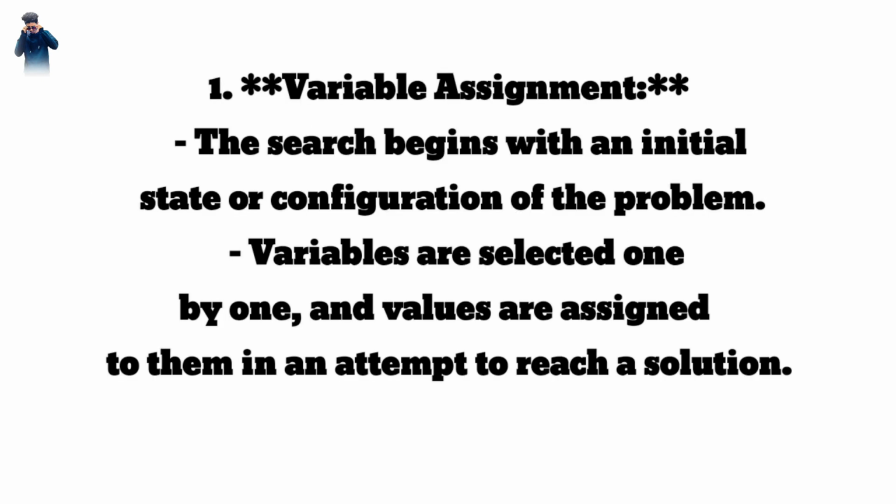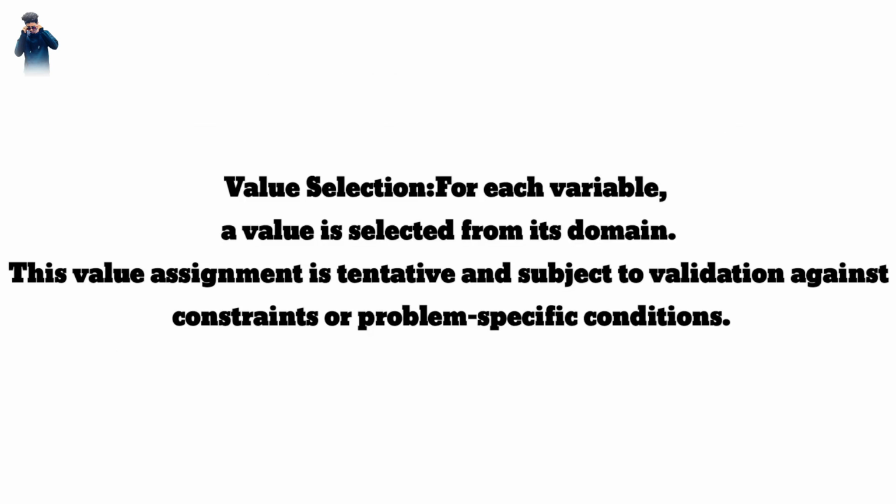1. Variable assignment. The search begins with an initial state or configuration of the problem. Variables are selected one by one, and values are assigned to them in an attempt to reach a solution. 2. Value selection. For each variable, a value is selected from its domain. This value assignment is tentative and subject to validation against constraints or problem-specific conditions.